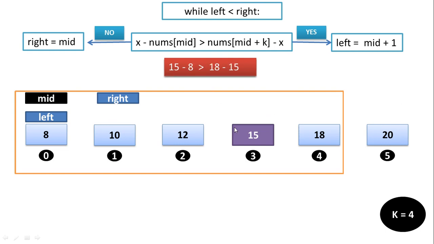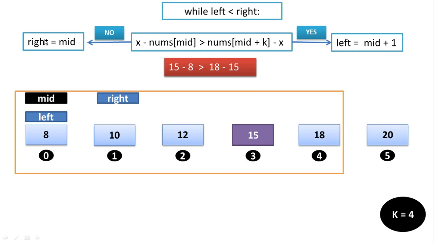And as you can see, we simply subtract x, which is 15, minus 8, and then we check if that is greater than 18 minus 15. So we are simply checking, is 7 greater than 3? And now in this case, the output is true. That is, the output of the condition is true.